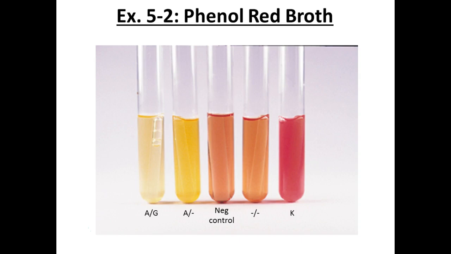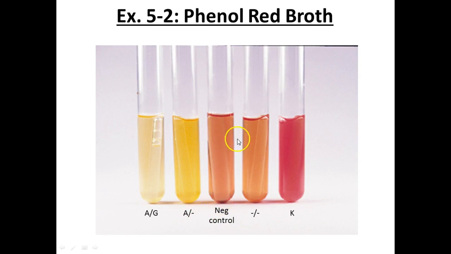And we use a coded system when we're coding these tubes. A for acid, and we know it's acid because it turns yellow. We code G for gas, right? And we know that because you will see a bubble or large bubbles in your Durham tube. If you don't see any bubbles, then we code that as negative for gas.